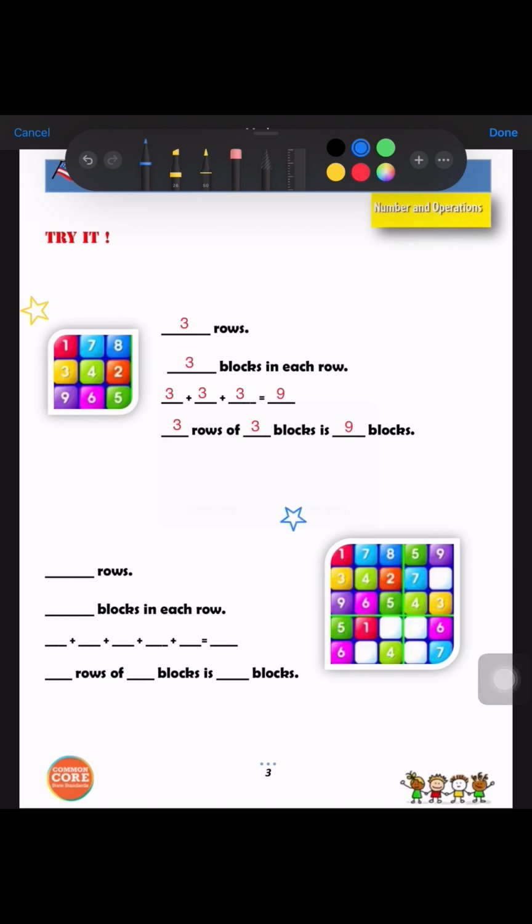How many rows are there? Yes, there are 5 rows, and there are 5 blocks in each row. So the total number of blocks will be 5 plus 5 plus 5 plus 5 plus 5, and the answer is 25. So 5 rows of 5 blocks is 25 blocks.